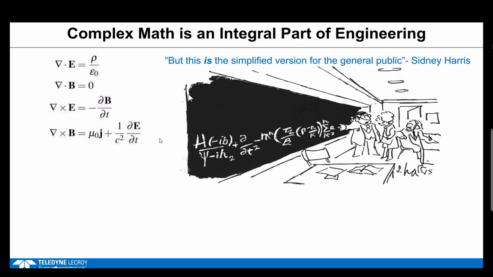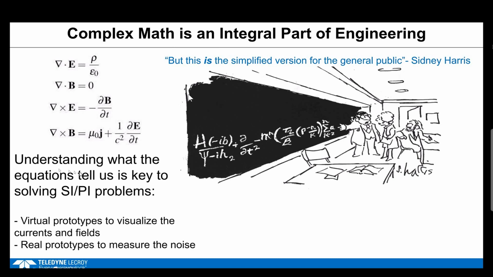And all the electrical properties of interconnects are all governed by Maxwell's equations. And if you haven't studied Maxwell's equations, then, you know, it kind of looks like this guy here. He says, but this is the simplified version for the general public. And that's why I think it is so important. If you're really serious about signal integrity, power integrity, there's no substitute for understanding Maxwell's equations. But if you haven't gotten there yet, and you're still moving up the learning curve, then I think there are things that we can do to help understand what these equations are telling us.